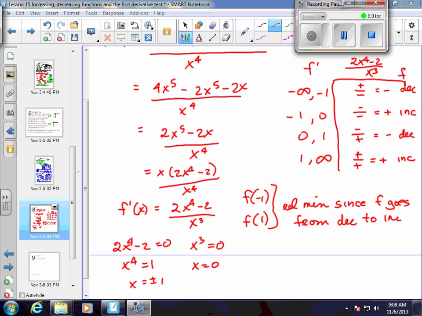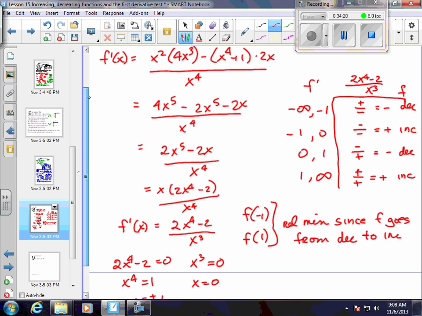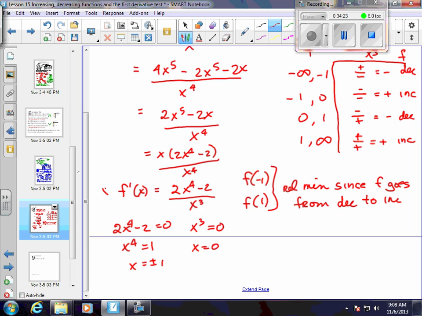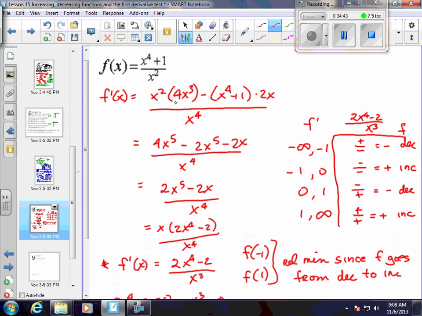All right, I'll pause. So we found the derivative using the quotient rule. Simplify the derivative. Determine where the derivative is 0 by setting the numerator equal to 0, where it is undefined by setting the denominator equal to 0, and that gives us 3 critical numbers. We set up our intervals based on the domain of this function. Well, the domain is all reals except 0. So we're going to go from negative infinity to positive infinity.